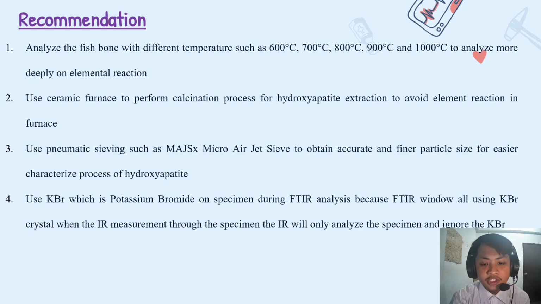Third, use pneumatic sieving, such as the MAJSX micro air jet sieve, to obtain accurate and finer particle size for the easiest characterization process for hydroxyapatite. Last, using KBr, which is potassium bromide, on the specimen during FTIR analysis, because the FTIR window uses KBr crystal, so when the IR measurement goes through the specimen, the IR will only analyze the specimen and enter the KBr.